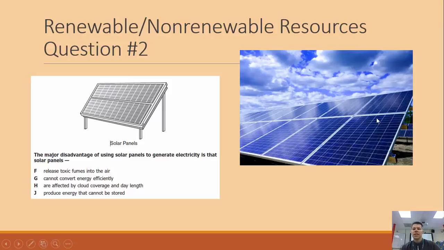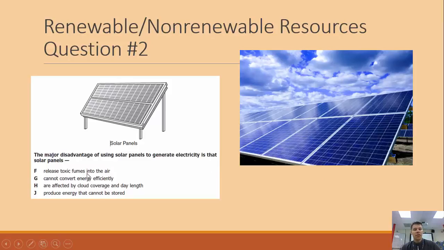In the picture, we see solar panels, which are used to convert the energy from the sun into electricity. It's a very clean, renewable source of energy. But the question is about a major disadvantage of using solar panels to generate electricity. So what's your major disadvantage about using these? Because there's a lot of advantages.